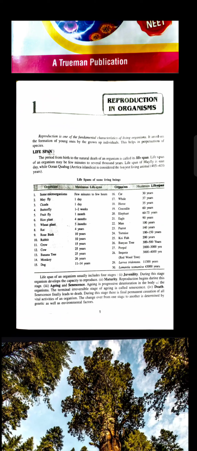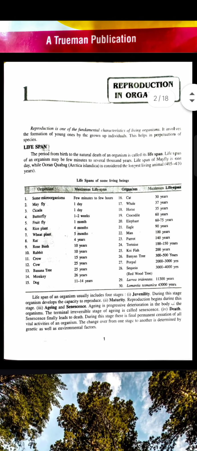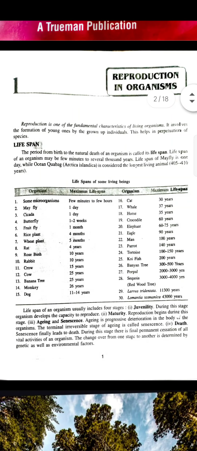What basically is reproduction? It is the fundamental characteristic of living organisms which involves the formation of the young ones by the grown up individual so as to maintain the continuity of the species. They are giving rise to their own young ones so that the species may continue forever.